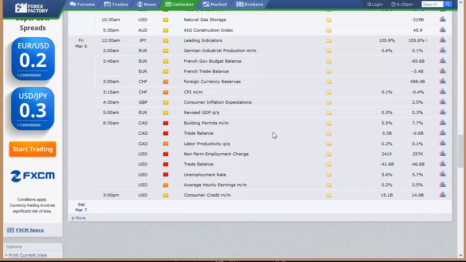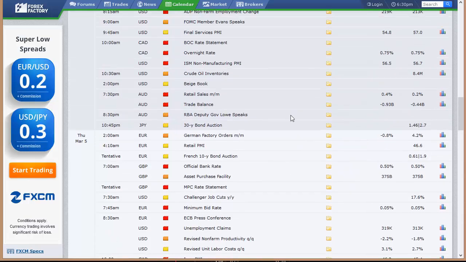Two of the big three at the same time, 8:30 a.m. on Friday. So maybe we'll get some action Friday morning. And then consumer credit out of the U.S. Friday afternoon. So those are the big ones. So again, it's a week. It's a lot of data.